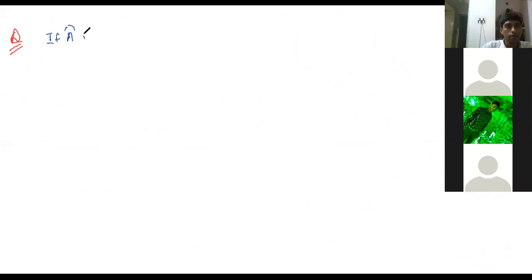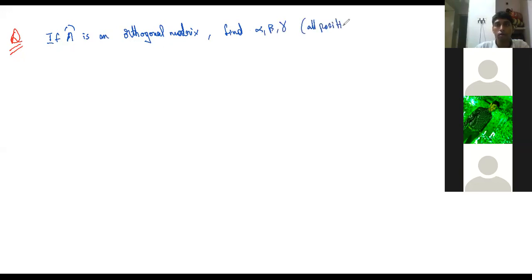If A is an orthogonal matrix, find alpha, beta, gamma, all positive, where A is equal to the matrix with rows 0, alpha, 1 over root 2; 0, alpha, alpha; 2 beta, gamma, minus gamma.